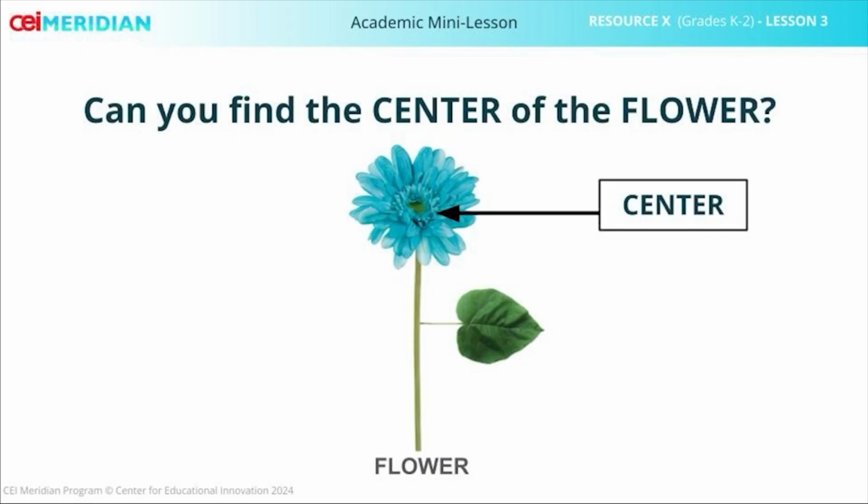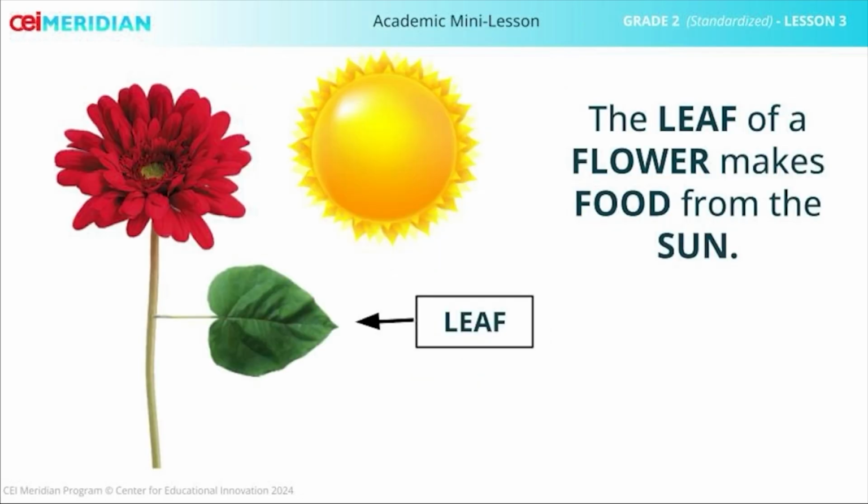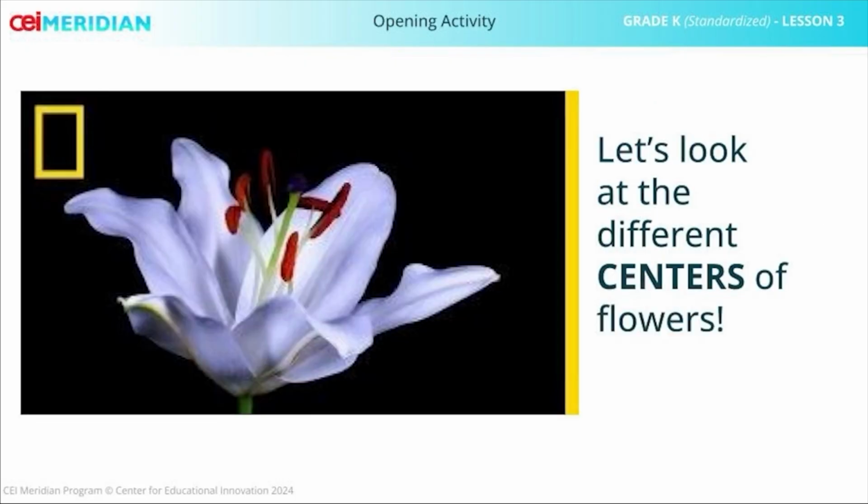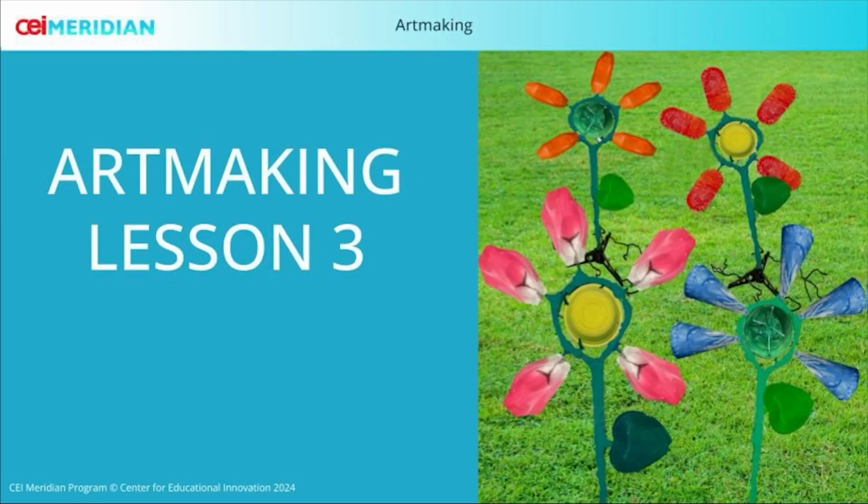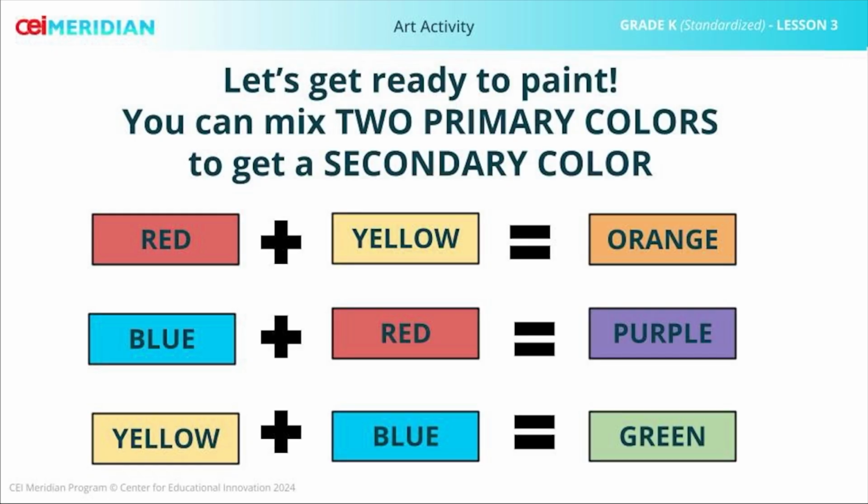Some of you will focus on learning about the parts of the flower and where they're located. And some of you will learn more details about the functions of those parts. We could learn about the different centers of flowers by viewing a short time-lapse video. We'll continue to build vocabulary with different ways to describe the color of flowers, learning that mixing two primary colors can make a secondary color.